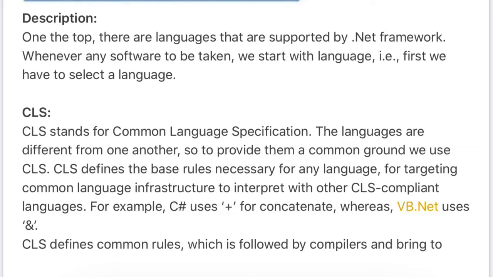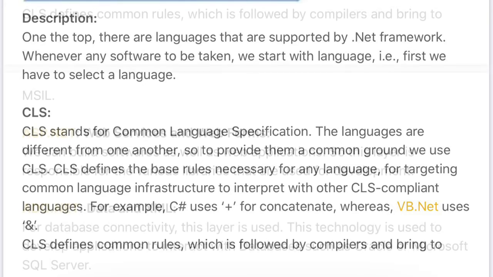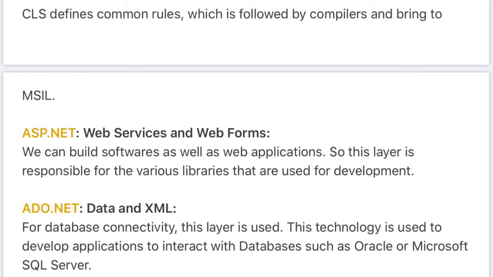CLS defines the base rules necessary for any language targeting the common language infrastructure to interoperate with other CLS compliant languages. For example, C# uses plus for concatenate, whereas VB.NET uses ampersand. CLS defines common rules which are followed by the compiler and brought to MSIL.